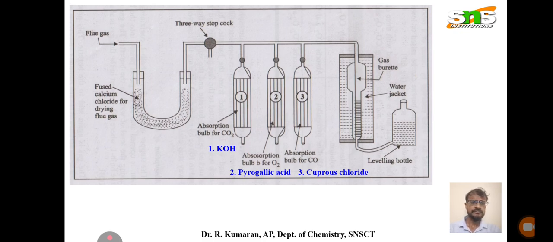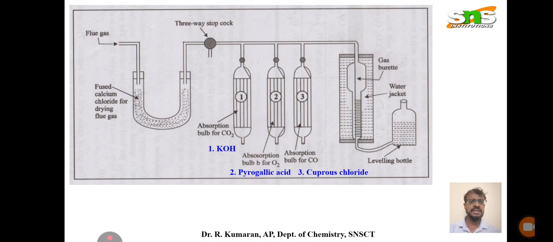After that, it is subjected to pass through KOH, pyrogallic acid, cuprous chloride, etc. So a 3-way stopcock is there to allow the flue gas to pass through and react with those 3 materials in the towers. When it is reacting with the material of tower 1, towers 2 and 3 should be shut, so as not to be involved in this reaction.